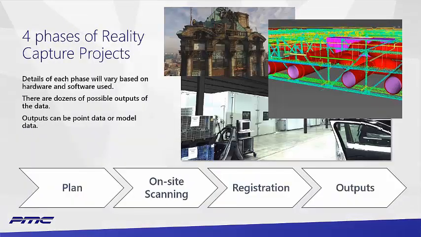So when we talk about reality capture and how we do it, it breaks down to 4 primary steps. Step 1 is we plan it out. Step 2, we go on site and actually complete the scanning work. Then we do the registration work, and then we create the outputs. What's important here to remember is that if we spend a couple days on site scanning, it's at least a couple days or sometimes more back in the office to get the final outputs produced.